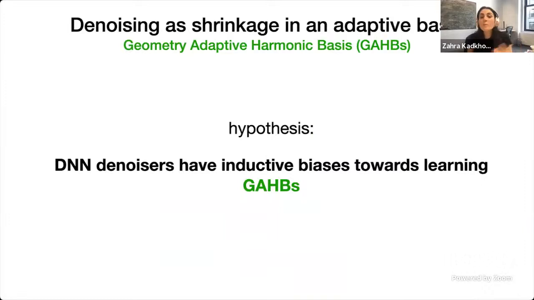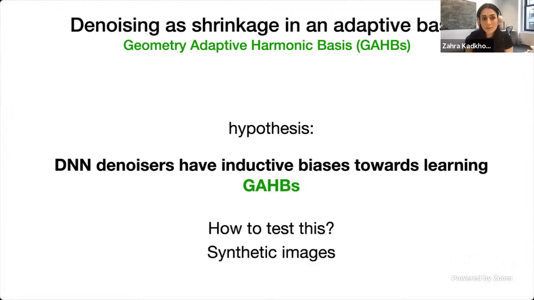But based on this observation, we build a hypothesis, which is that deep neural network denoisers have inductive biases towards learning GAPs. So basically, there are denoisers that do shrinkage in these geometry adaptive harmonic bases. And by having inductive biases, what we mean is that they learn GAPs whenever it's the optimal thing to do, but they also learn GAPs if it's not the optimal thing to do, because they're inductively biased toward learning these solutions. So how can we now test this hypothesis?